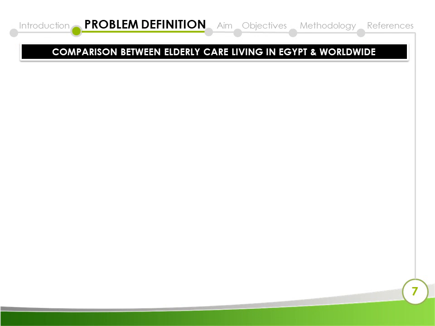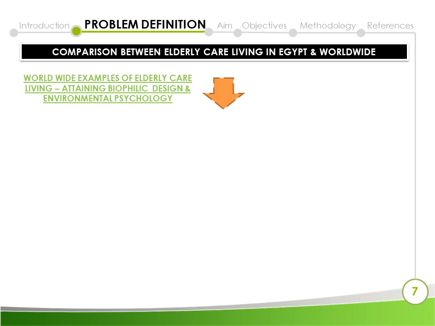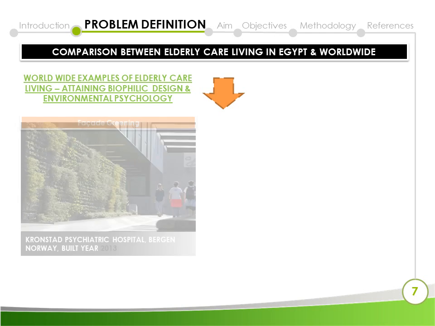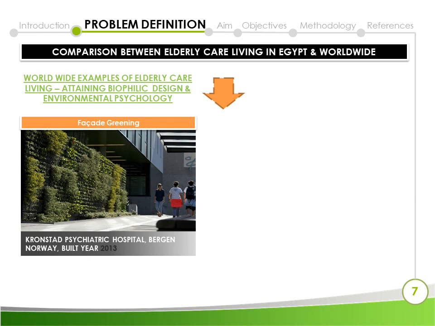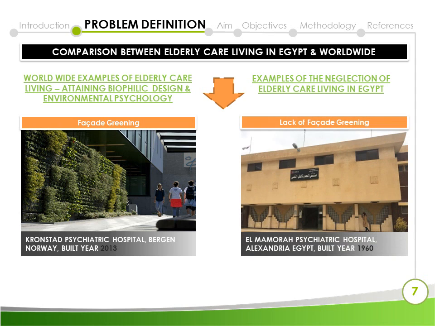The following is a comparison between elderly care living in Egypt and worldwide. First, worldwide examples of elderly care living attaining biophilic design in environmental psychology shows that in Kronstadt Psychiatric Hospital in Bergen, Norway, built year 2013, uses facade greening, whereas in examples of the neglection of elderly care living in Egypt shows that there is a lack of facade greening in El Mamoura Psychiatric Hospital in Alexandria, Egypt, which was built year 1960.